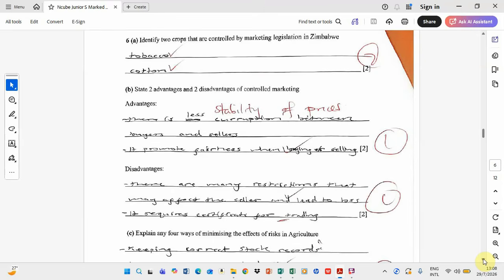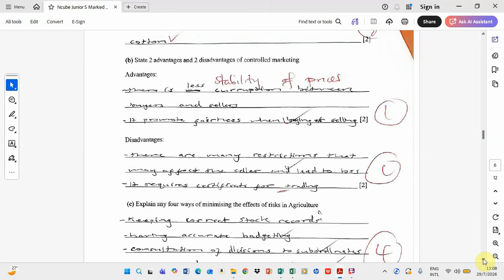Advantages of controlled marketing. Controlled marketing is controlled by the government. So its advantages include stability of prices. If marketing is controlled, prices become stable. The farmers will know the expected price for their produce. It also controls the quality of the produce. Farmers can also plan their production, and also have access to export markets.